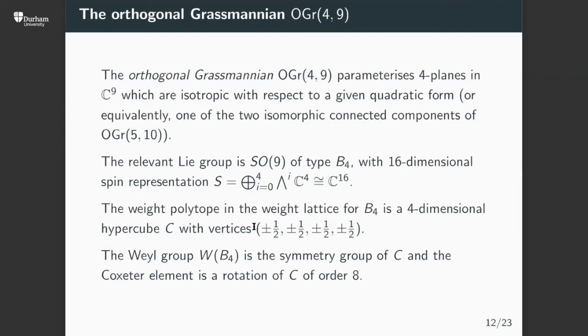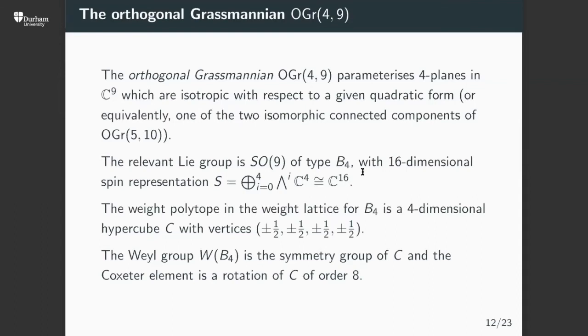So there's 16 different vertices here. And of course, if you look in 4-dimensional real space at the locus defined by these 16 points, it's just a hypercube. And the Weyl group of B4 is just the symmetry group of this cube. And there's this very special symmetry that this hypercube has, which is called the Coxeter rotation, which is just the composition of all simple reflections in B4. And just as a symmetry of this cube, it's a rotation of order 8.